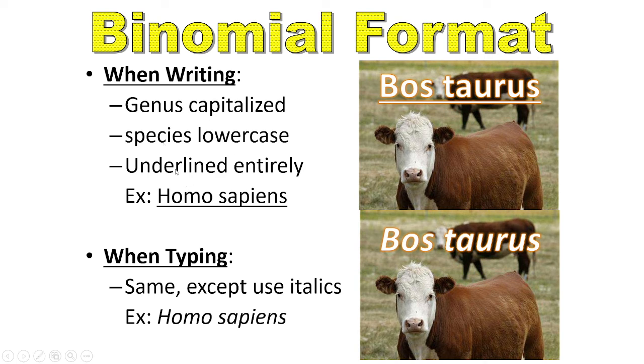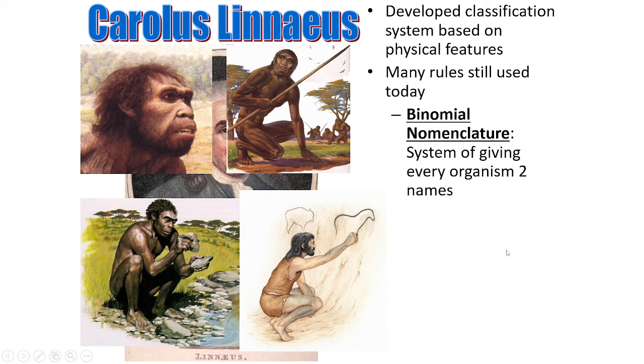If they are not in italics, they should be underlined entirely, so that the reader can understand this is the species name. And we type the same, except we use italics. If we use italics, then we don't underline them, so the reader can understand it is the species name. Take the example Bos taurus, the scientific name of the bull species. If it is not in italics, it is underlined. If it is italic, then it is not underlined.